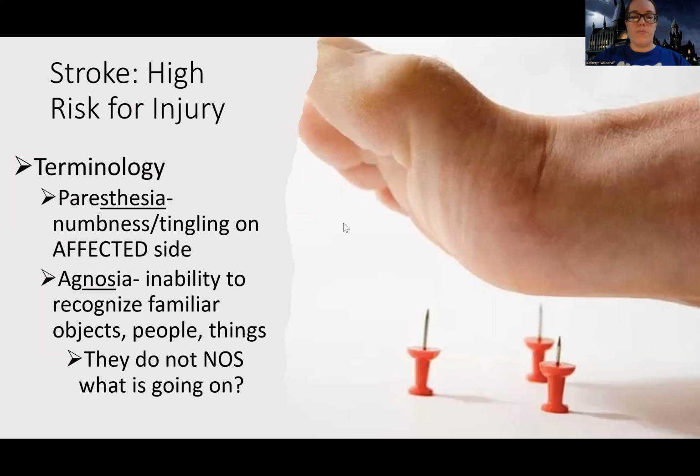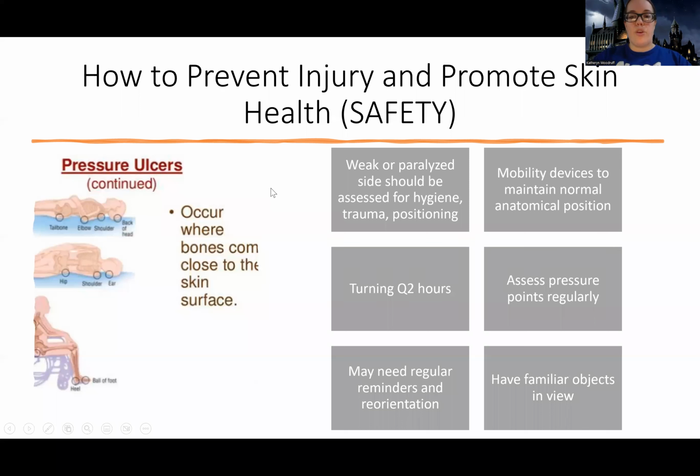So what can I do? I'm going to be in charge of their weak or paralyzed side, assessing for hygiene, trauma, and positioning, because they may not be able to feel it. If they can't feel it, they're not going to know when there's an issue with it. I'm going to use mobility devices to maintain normal anatomical position and support it. Especially if they have a flaccid side or hemiplegia, I want to support it and try to maintain a lot of that musculoskeletal stuff we talked about before.